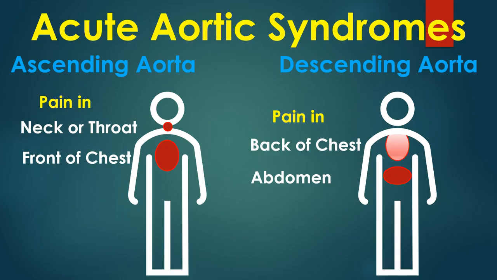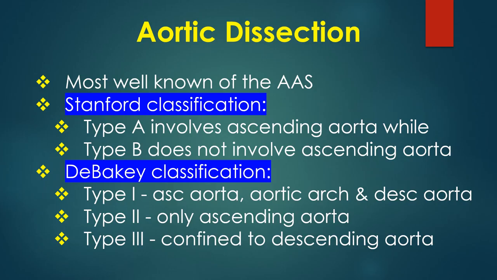Most of the acute aortic syndromes are associated with significant hypertension, though aortic dissection may have a background of diseases like Marfan syndrome. Aortic dissection is by far the most well-known of the acute aortic syndromes. In the Stanford classification of aortic dissections, type A involves the ascending aorta while type B does not involve the ascending aorta. In the DeBakey classification, type 1 involves the ascending aorta, arch and the descending aorta.